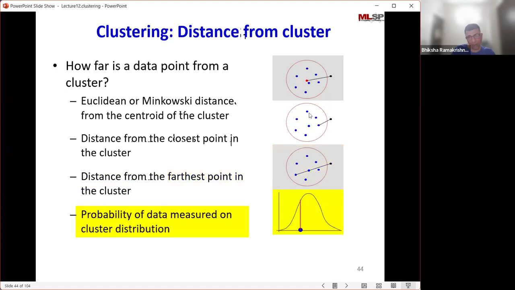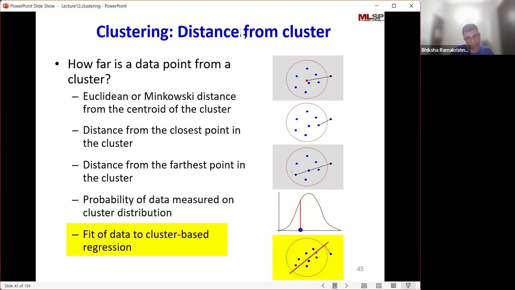Or you could compute the probability distribution of all the data points within the cluster. And then given the new data point, you could compute the probability from this estimated distribution. And then the compactness, how close any data point is to a cluster, would relate to how probable that data point was on this distribution. So we've defined both: how do you define the compactness of a cluster, and how do you define the distance of a data point from a cluster?